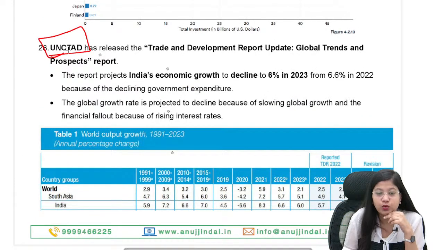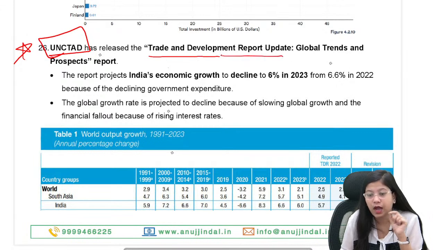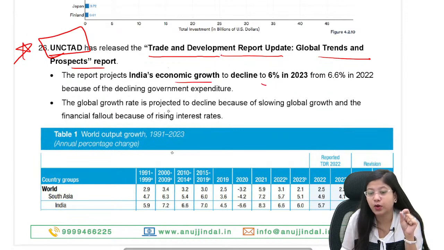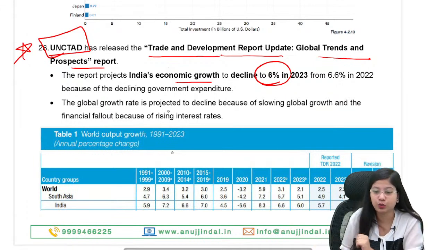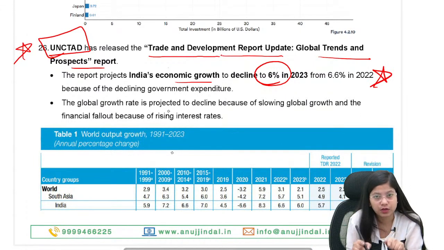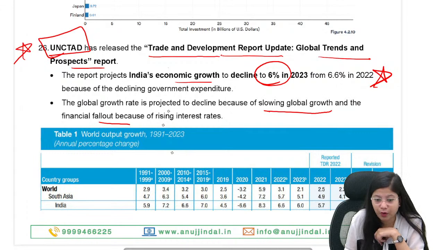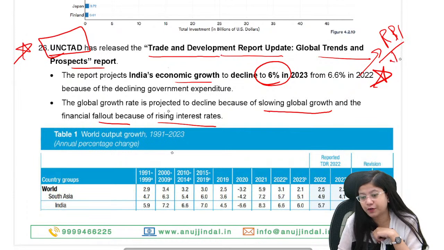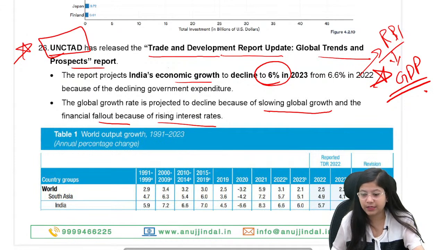Again, UNCTAD, do read about this particular organization, has released the Trade and Development Report update, global trends and prospects. So as per this report, India's economic growth is going to decline to 6% in 2023 from 6.6% in 2022. Very important data from this particular report. Okay? The reason is slowing global growth and the financial fallout because of the rising interest rate. Quickly tell me the rate RBI has projected for India, the GDP growth rate RBI has forecasted for India. Tell me that.